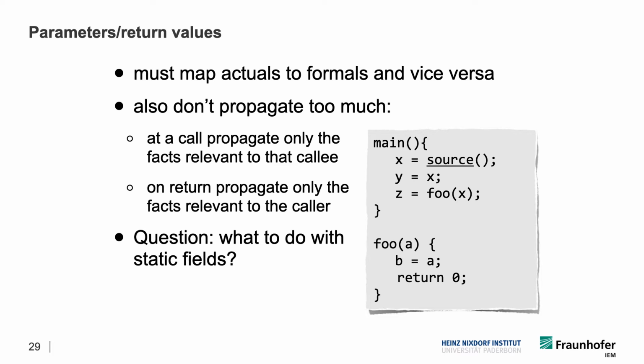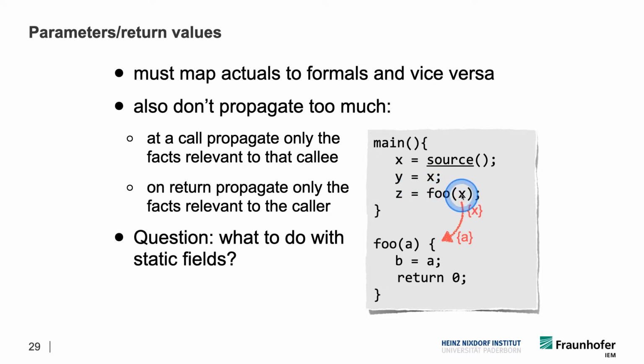Another, well, not really a challenge, but just something to be aware of, is how to deal with parameters and return values. And here it's really good advice to map actual parameters to formal parameters and vice versa, depending on whether you are processing a call or a return. And also you shouldn't be propagating too much. So that means, for instance, by looking at that particular program here, let's assume we are doing a taint analysis starting at source, and X is being propagated to Y, and now here X and Y are tainted.